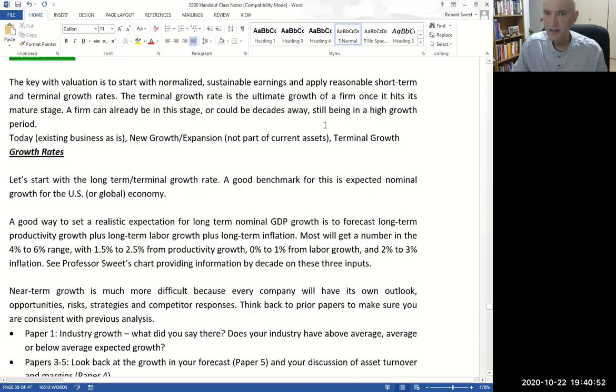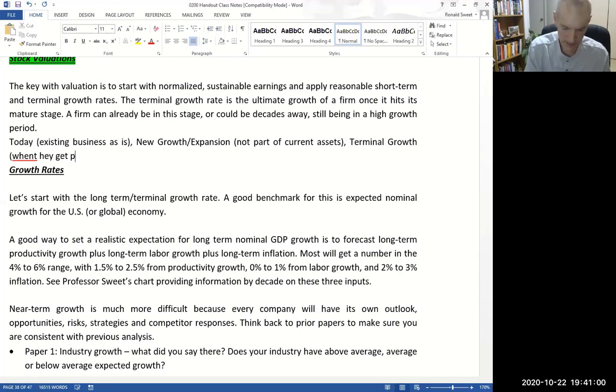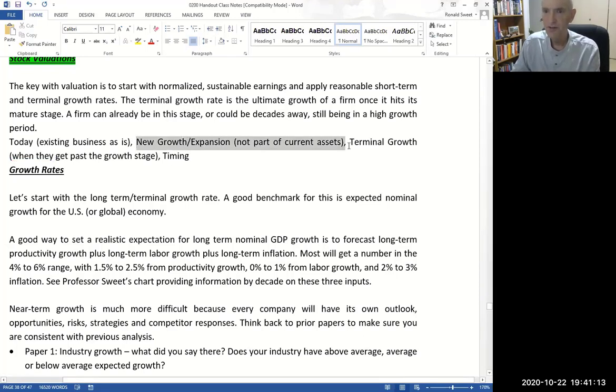The last thing you have is terminal growth. That's when they get past the growth stage. And then you've got the timing. How long does it take? How long will this expansion, new growth phase last?